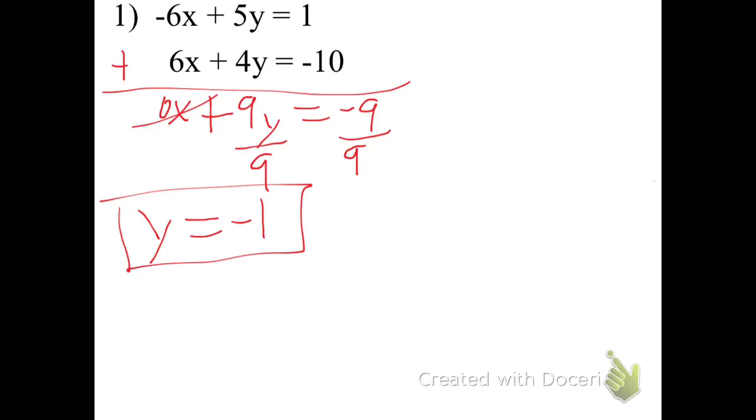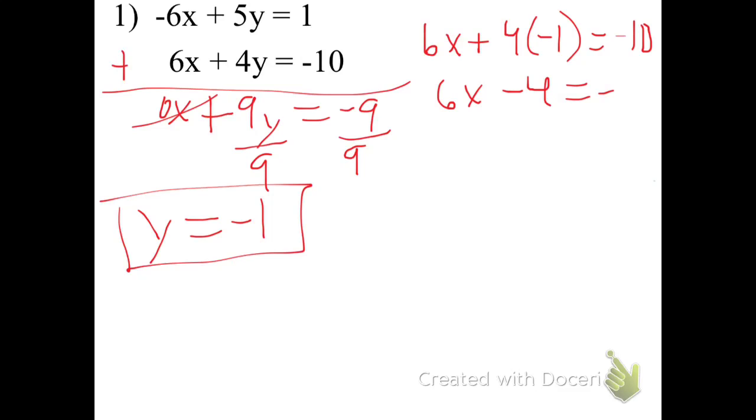Now to have y equaling negative 1, take it and plug it into one of your equations. I'm going to plug it into this second equation because I can. You can plug it in the top one, either is fine. I'm just going to plug it in the second one, mostly because it has positive numbers. Remember, y gets replaced with negative 1 because we found out what y was. It was negative 1. Okay, here I got 4 times negative 1. That is negative 4. So you got 6x minus 4 equals negative 10.